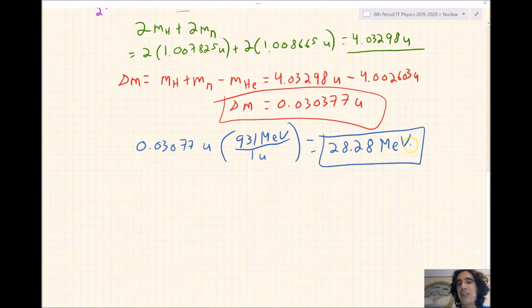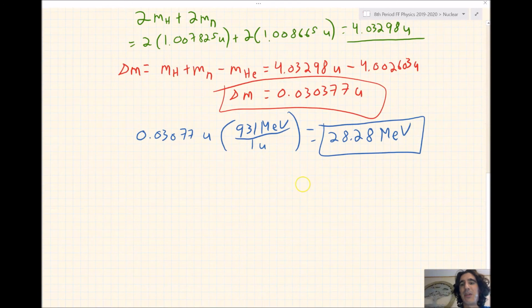And that binding energy is due to the change in mass, which we're going to call the mass defect. And that's a result of Einstein's equation, E equals mc squared, where mass and energy are equivalent.